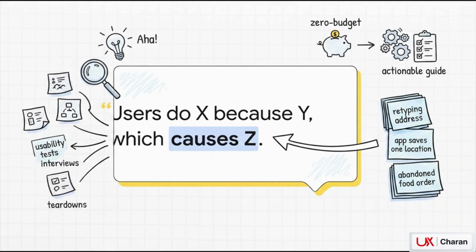Once you finally have your groups, name them using this ultimate insight formula. Users do X because Y, which causes Z. For example, users retype their address every time because the app saves only one location, which causes them to abandon their food orders. This formula instantly transforms raw, messy observations into clear, highly targeted design problems that you can actually solve.